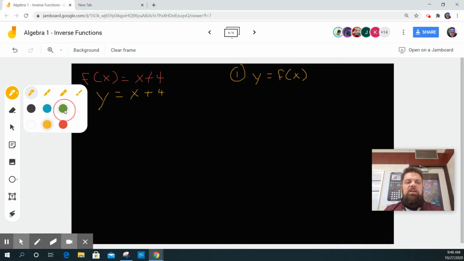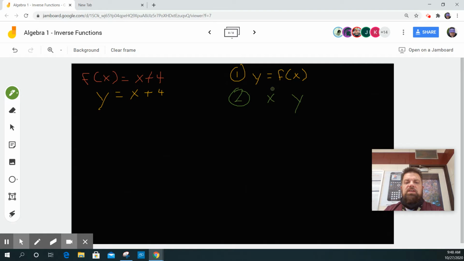Then the next step would be we're going to swap x and y, right? Wherever there's an x, I'm going to put a y. Wherever there's a y, I'm going to put an x. So I say x equals y plus 4.